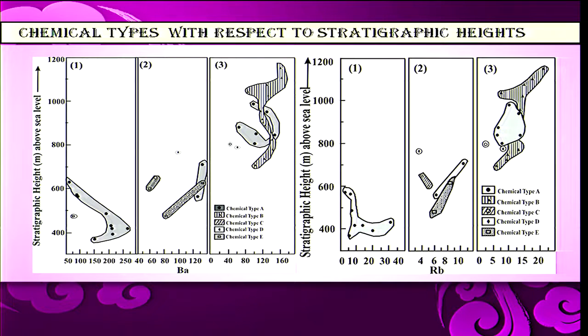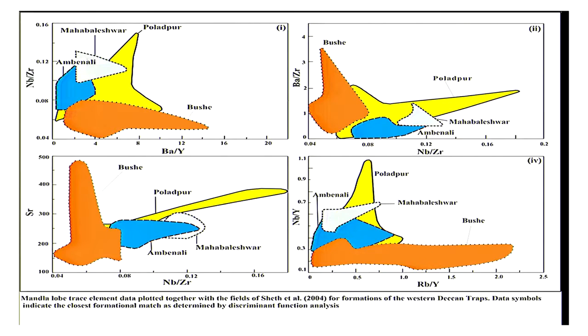You mean to say what is stratigraphic order? When we plot these concentrations according to the stratigraphic heights, with respect to stratigraphic heights, they form a separate field. That means a set of lava flows having distinct chemical characters. See how distinct fields are there.